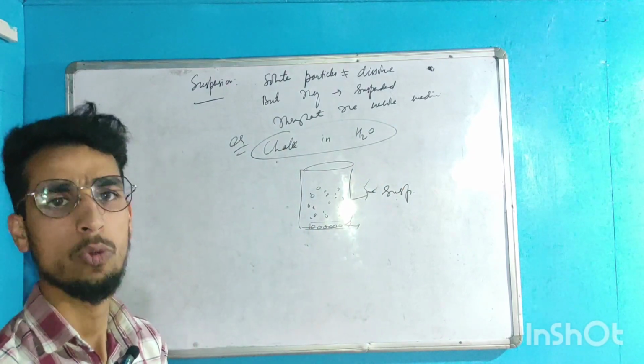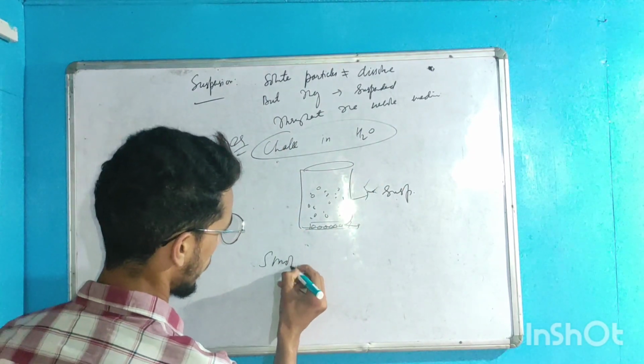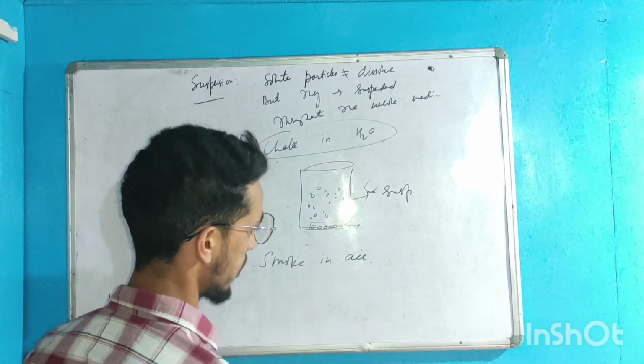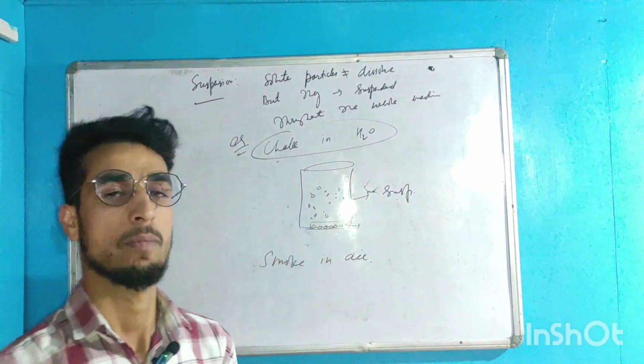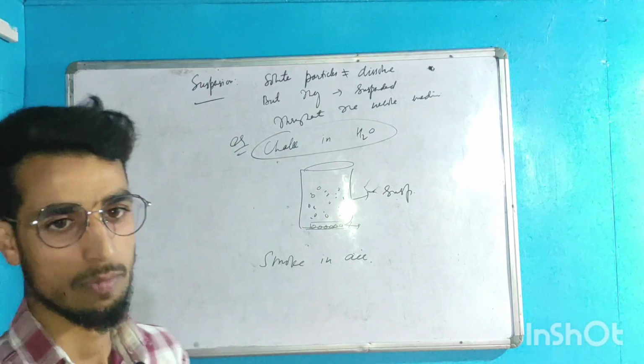The second example we can take is smoke in air. The best natural example is smoke in air. You have seen smoke suspended in the air, but it does not settle down. So this is the best example of suspension.